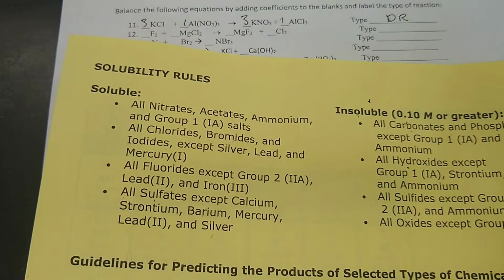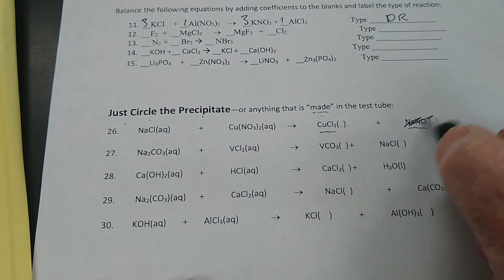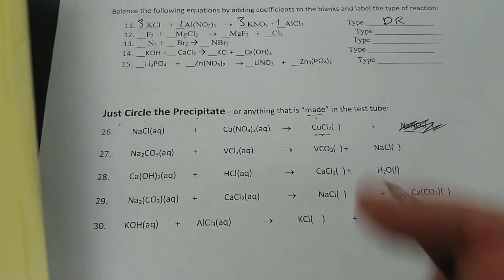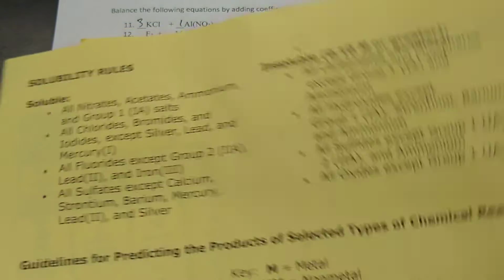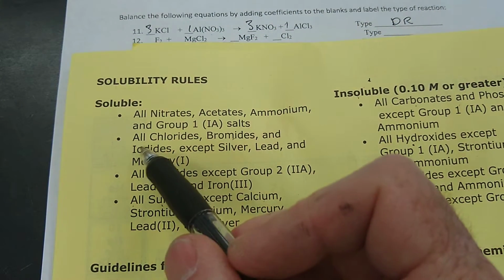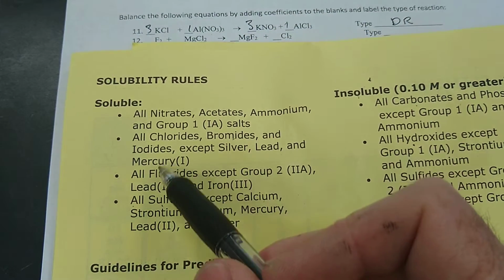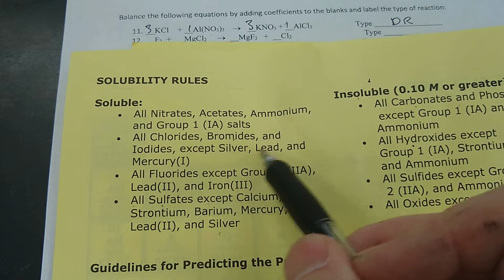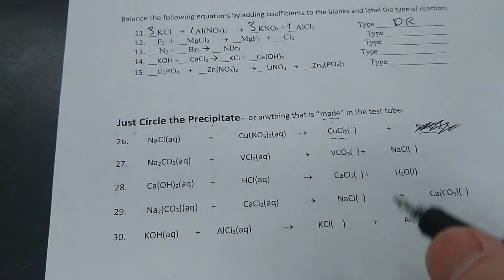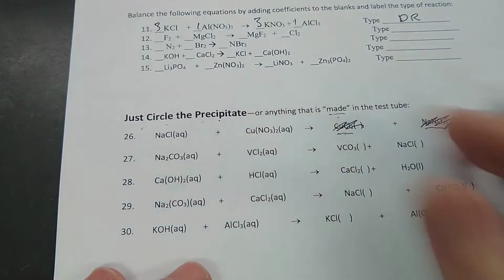Well, all nitrates, they're soluble. So we know it's not that. So let's look up copper 2 chloride. All chlorides are soluble, and there's no exception for copper. So in that problem right there, you wouldn't have circled either one of them. All right?